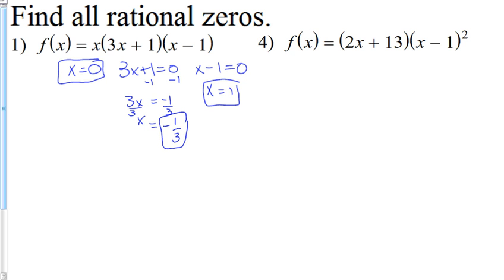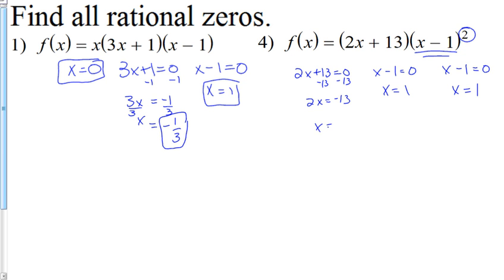So if we take a look at number 4, you notice this one has a squared sign. All it means is that this piece happens twice. So really it's 2x plus 13 equals 0, x minus 1 equals 0, and there's another x minus 1 equals 0. These are a piece of cake. X equals 1, x equals 1. This one a little tougher again. Subtract 13 and divide by 2. So notice how that answer looks. Subtract 13, divide by 2. You end up with negative 13 halves.